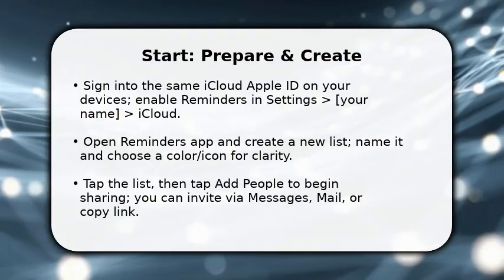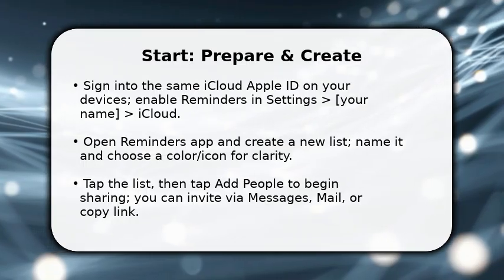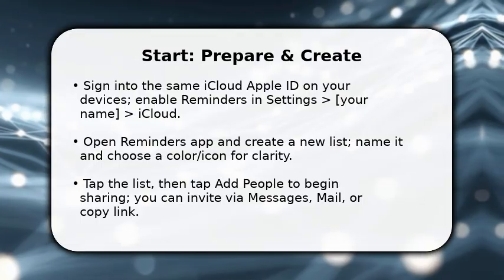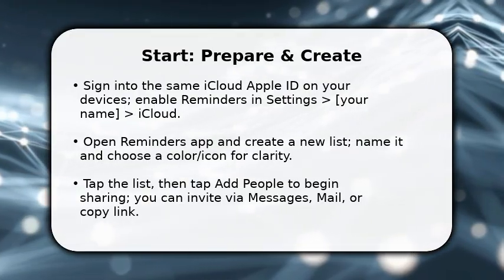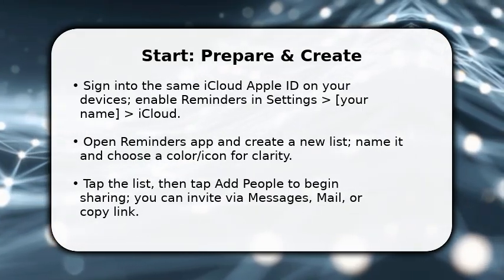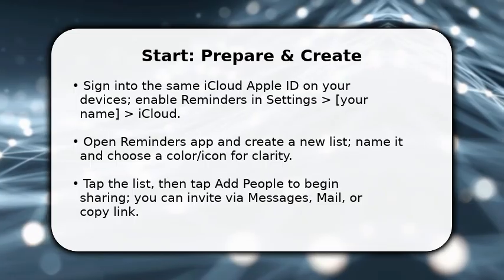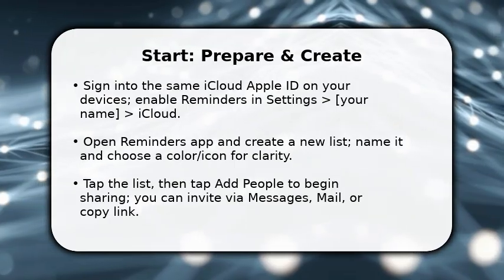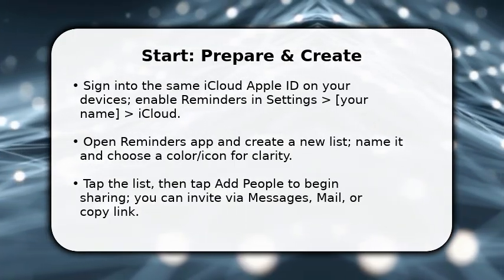You start by making sure iCloud Reminders is active on your device so lists sync. Once done, open Reminders and create the list you want to share. Choose a distinct name so collaborators recognize it. Tap the list, then add people to invite others. Pick messages, mail, or copy link depending on how they prefer invites. This first step establishes the shared container.